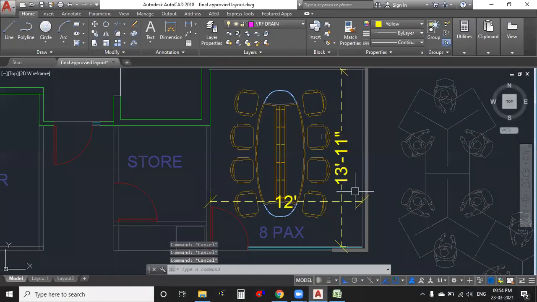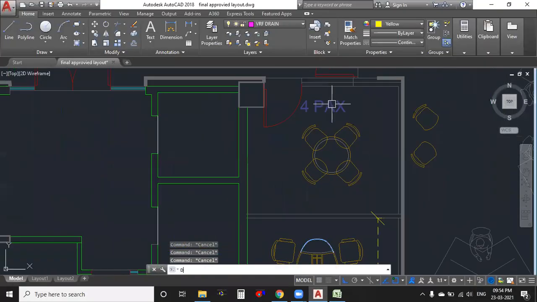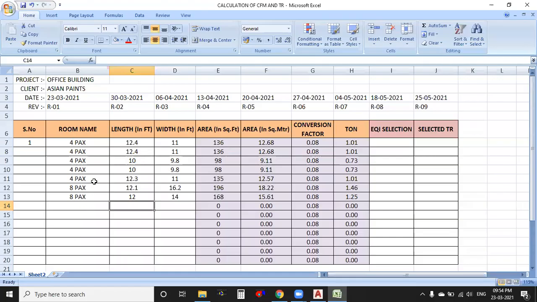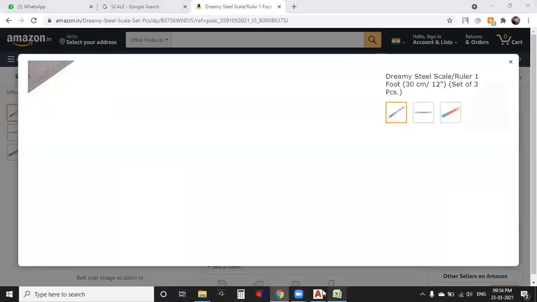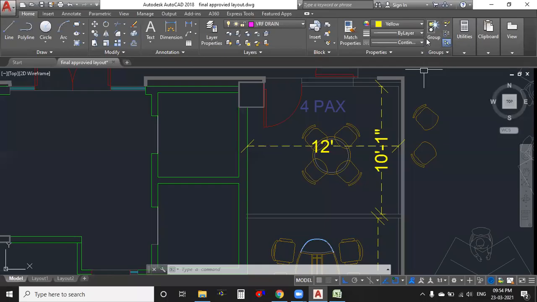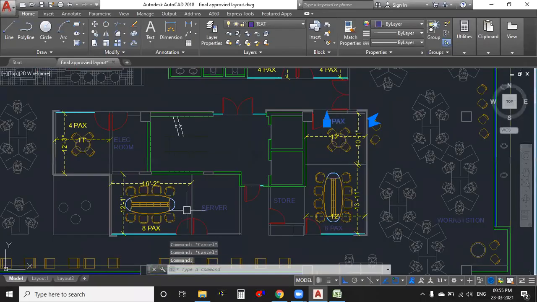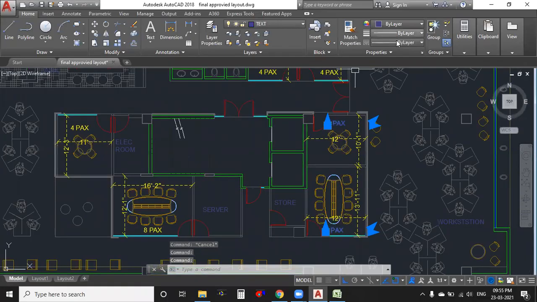Then here again I have a 4-pack DLI: from here to here 12 feet, and this one will be 10.1. For this 4-pack I am going here, Control C, Control V, just implementing copy paste. 12 by 10. So this 4-pack and this 8-pack I have done.